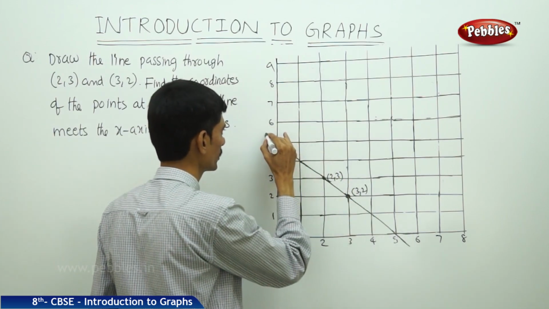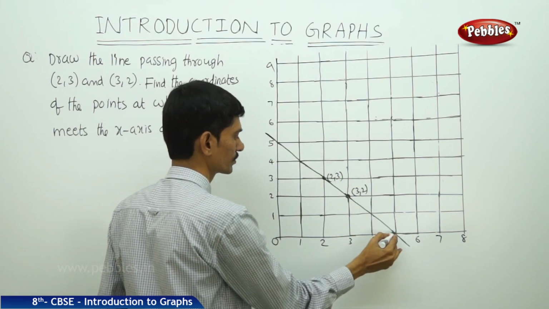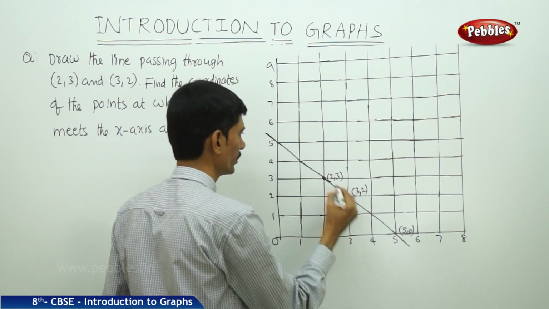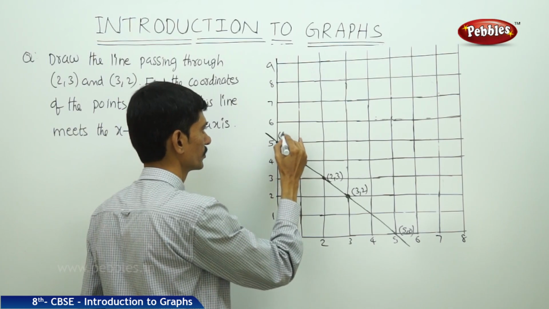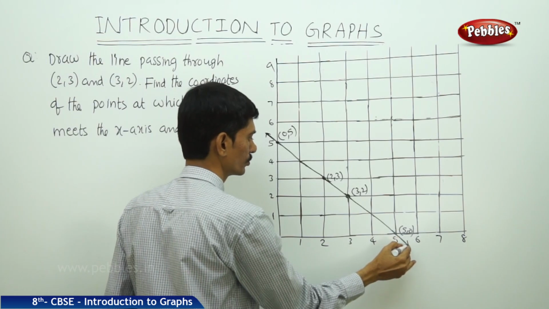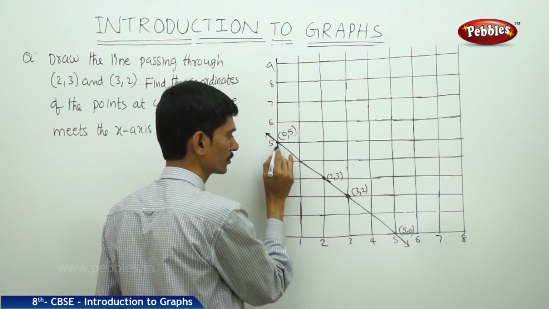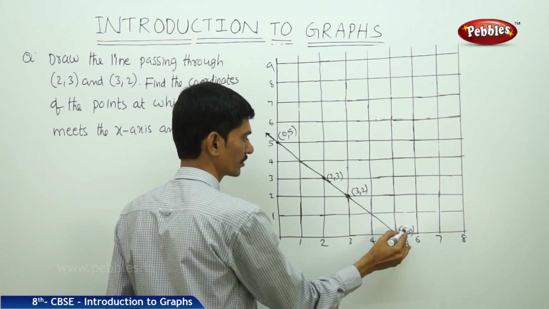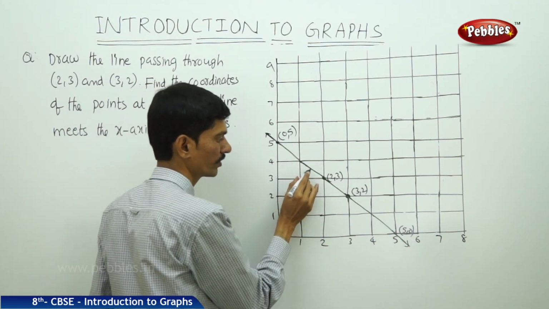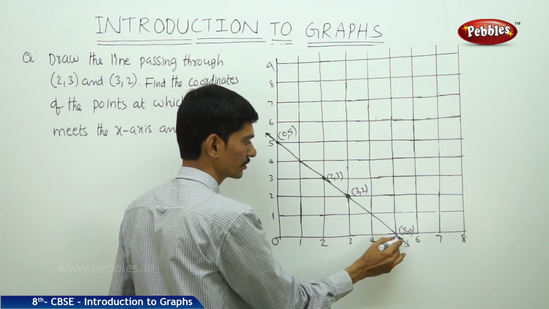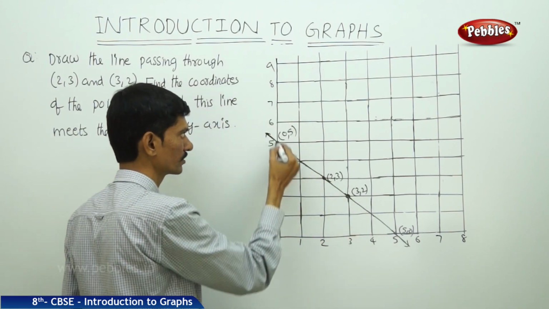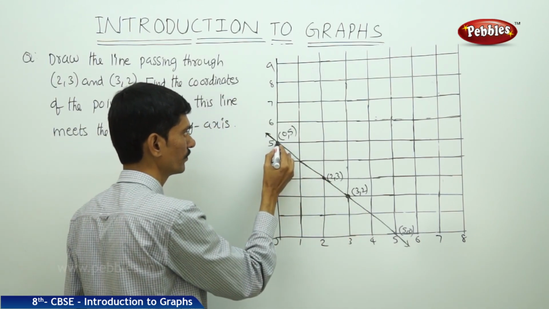So this line is intersecting x-axis at 5, 0 and y-axis at 0, 5. So the line joining the two given points 2, 3 and 3, 2 meets the x-axis at 5, 0 and y-axis at 0, 5. So when it meets x-axis, then the y coordinate will be 0. So when the line meets y-axis, then x coordinate will be 0.